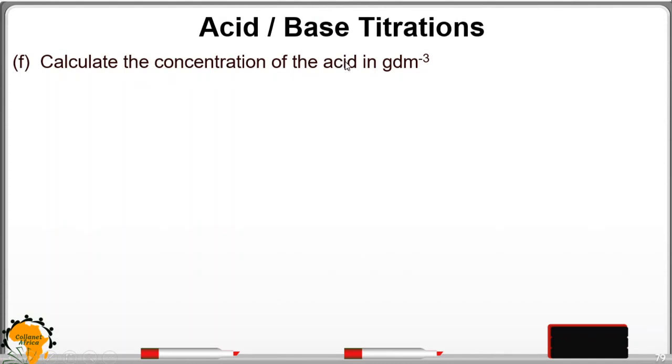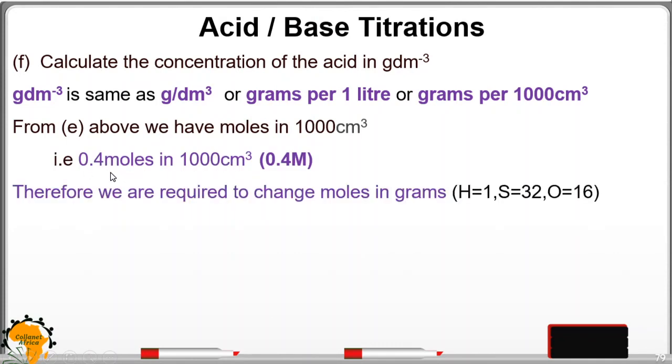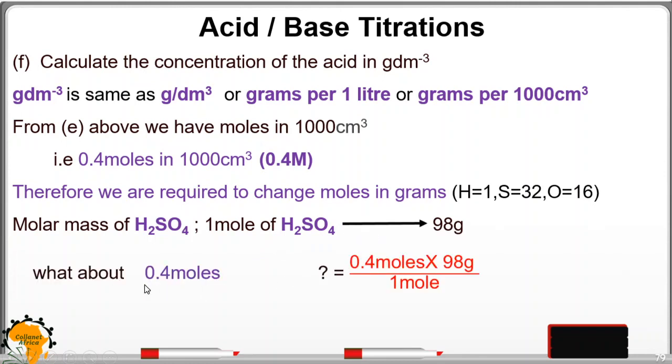Calculate the concentration of the acid in grams per decimeter cubed. We know 0.4 moles are present in 1,000, so we just need to change 0.4 moles into grams. The molar mass of sulfuric acid is 98 grams in 1 mole. What about in 0.4? Cross multiplication: 0.4 moles multiplied by 98, which is the molar mass of sulfuric acid, divided by 1 to get 39.2 grams per decimeter cubed.